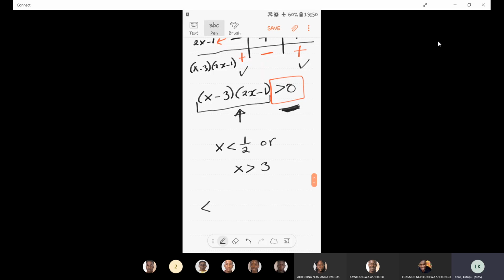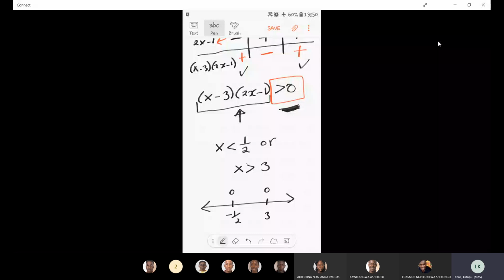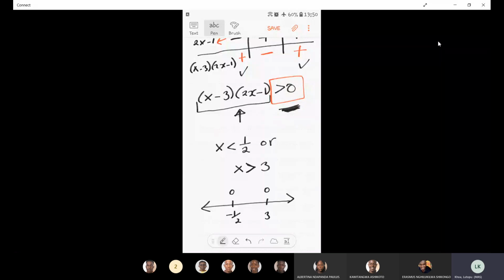Then you can also represent this on the number line. You put your 2 critical points and then a circle on top of the critical points. They are not shaded because this inequality does not have the equal to underneath. Then we say numbers that are less than half. So it's these ones going that way. And numbers that are bigger than 3, the numbers going that way. Okay, so this is one way to represent it, and then this is another way of representing it. You should be able to do it using both ways.